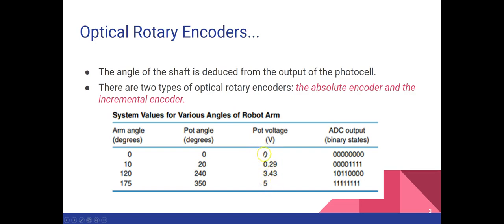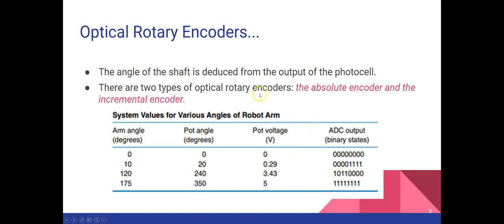For each potentiometer voltage, if we see the digital value at that particular voltage, then this is the digital value we will get for each voltage. This signifies, for example, if your robotic arm is at 120 degrees, then at that point your pot voltage is going to be this and pot angle is going to be this, and corresponding to that the binary state of the robotic arm will be this. So each value of the voltage gives some binary state value, and that we can determine as the robotic arm moves for any angle.